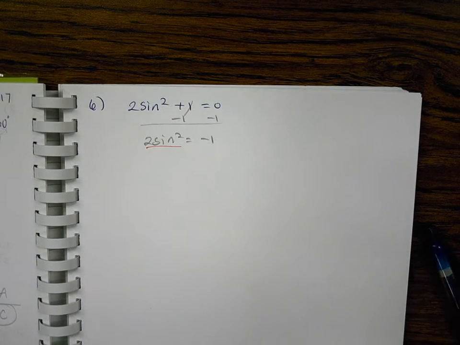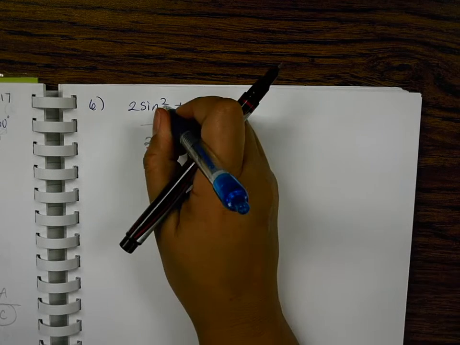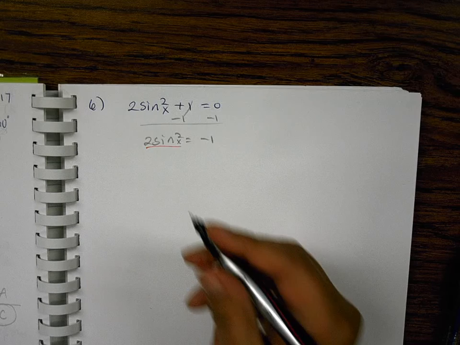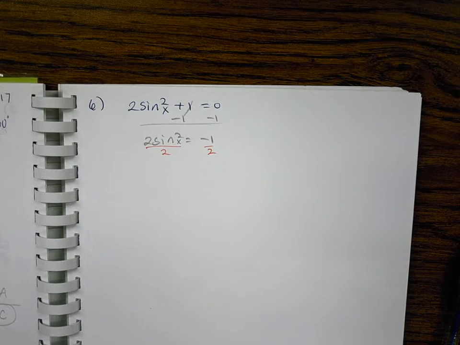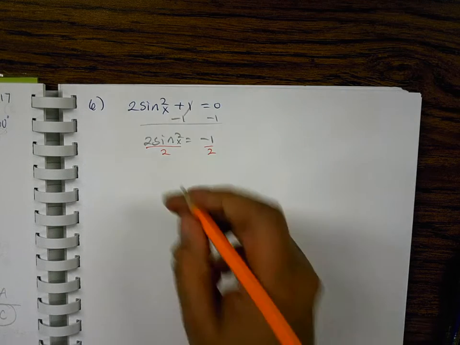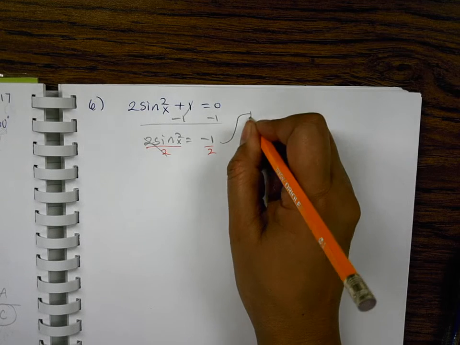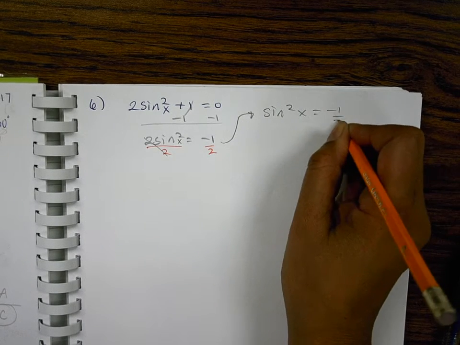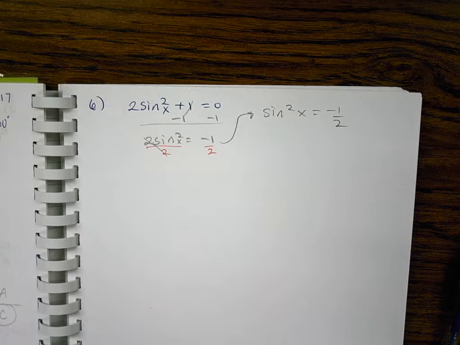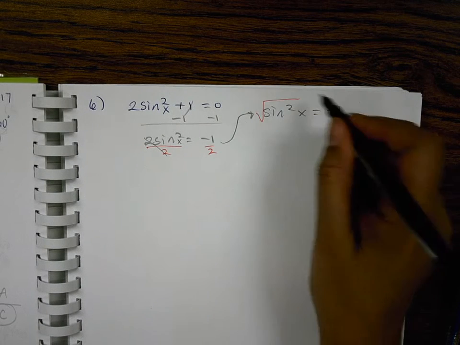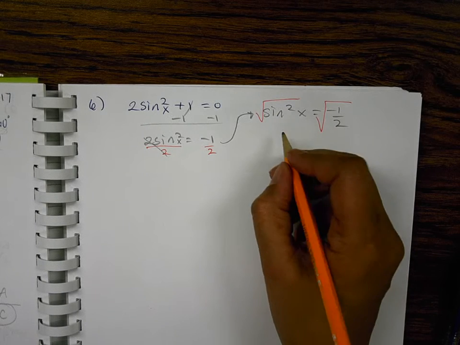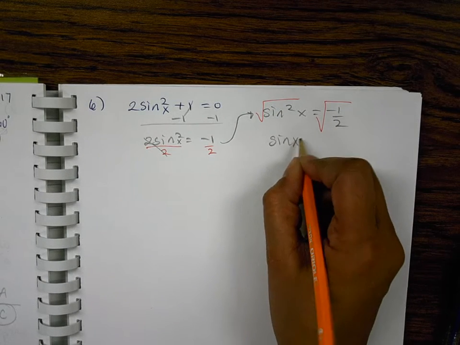And I did forget to write my x in there, so I'm adding it in there now. All right, that gives me sine squared x equals -1/2. And just like we did on number 5, we square root both sides to undo the squared. The square root of sine squared x is simply sine x. And can you take the square root of a negative?